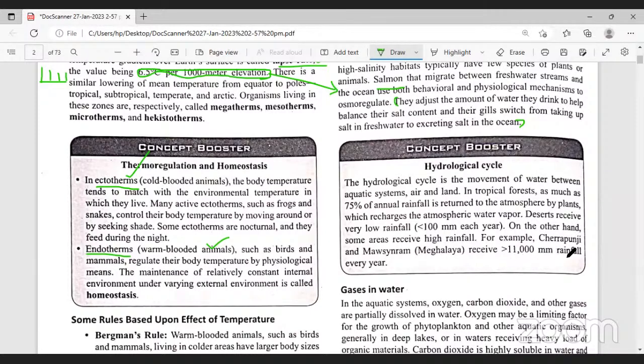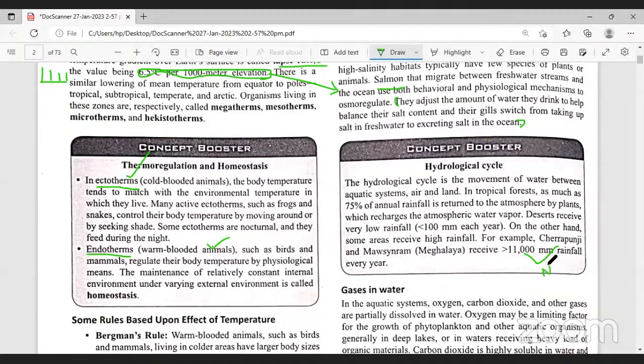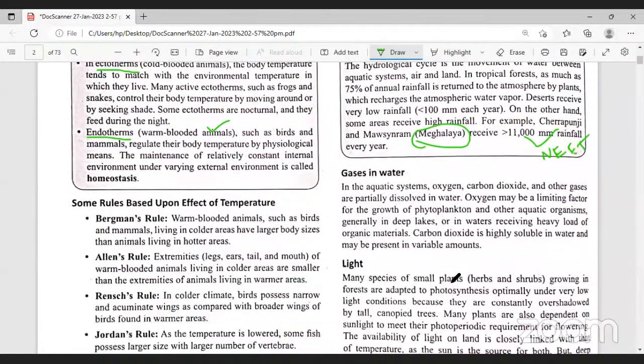Here, 11,000 millimeter rainfall every year. 11,000 millimeter rainfall. Don't forget, my dear, this is very, very important. This is also a very important NEET point of view. They asked once, I think in 2017 or 18. Sometimes they ask which state, Meghalaya. Sometimes they ask where Cherrapunji is present, where Mawsynram is present. Another one is the rainfall amount, how many millimeters of rainfall is present. Okay, so go to the next one.